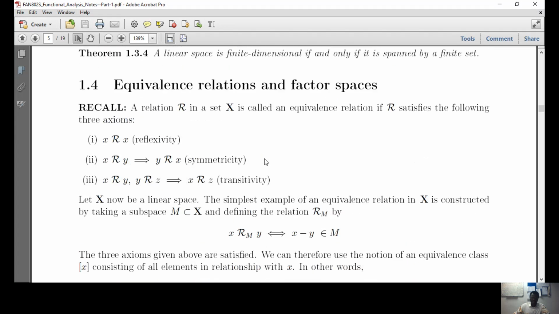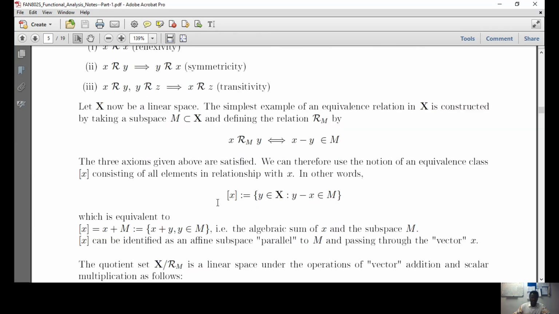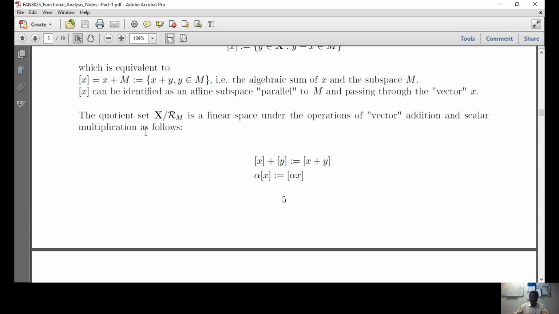Maybe what you might not know that much is the equivalence relation. But you can still read here because the definition is given. When is a relation reflexive, symmetric, transitive? When a relation satisfies these preconditions, we say that it's an equivalence relation. And once we have an equivalence relation, we can always define what we call a factor space. And this is an example.